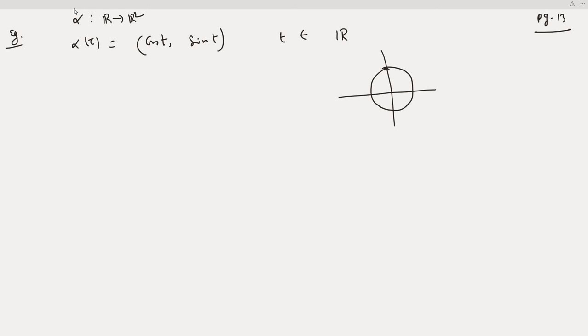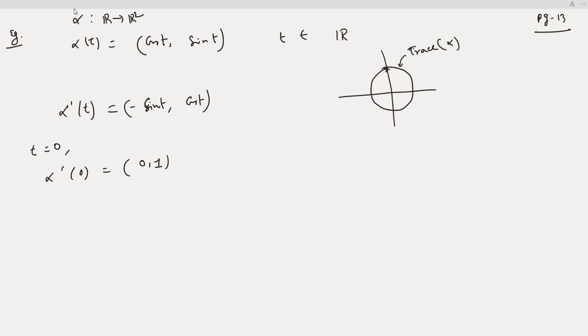This is the trace of alpha. Now alpha prime of t is equal to minus sin t comma cos t. So at t equal to 0, alpha prime of 0 is equal to 0 comma 1. Okay, so this is the vector, with starting point 0 and direction 0 comma 1.